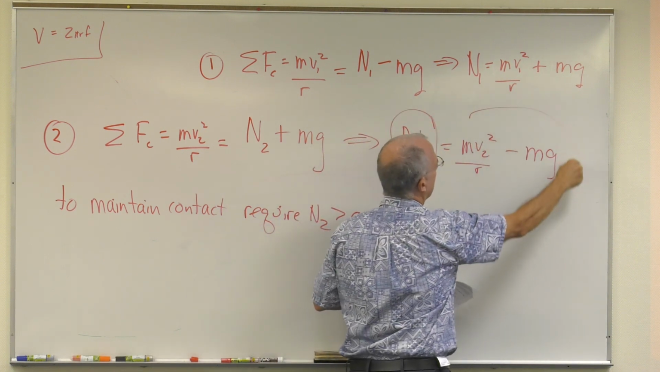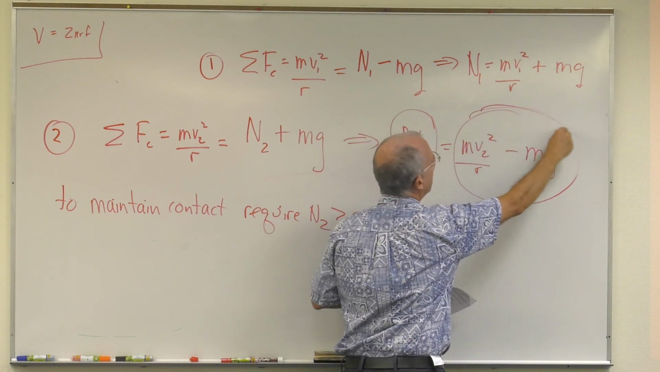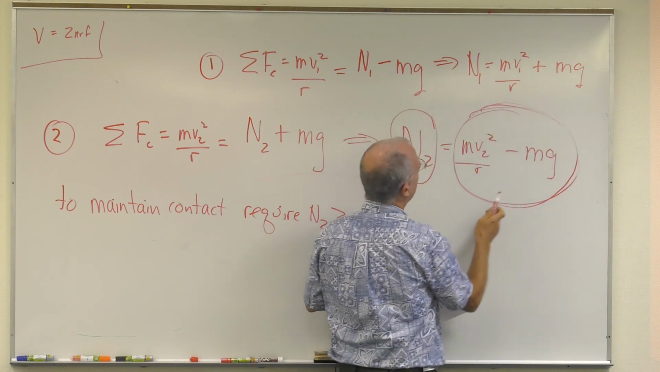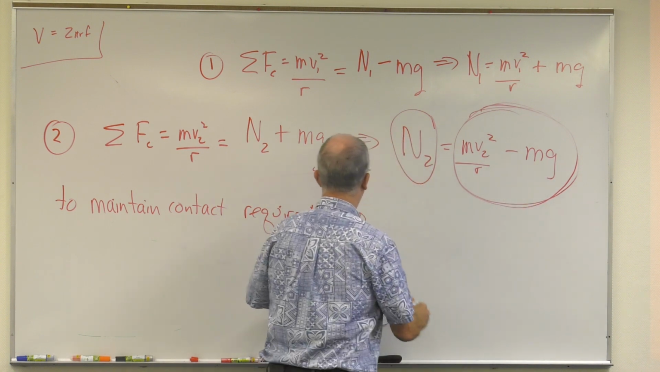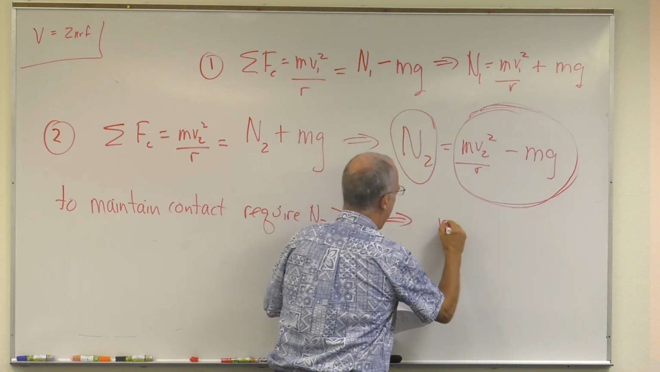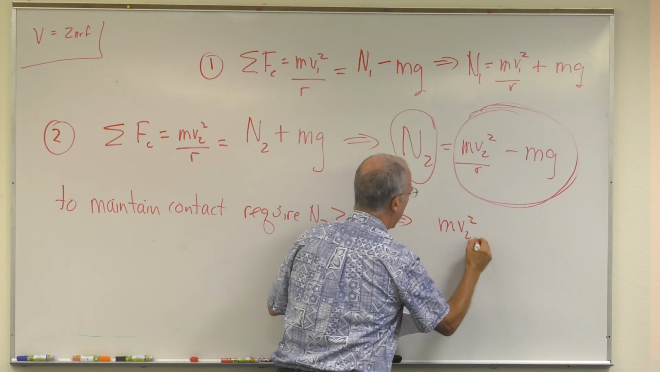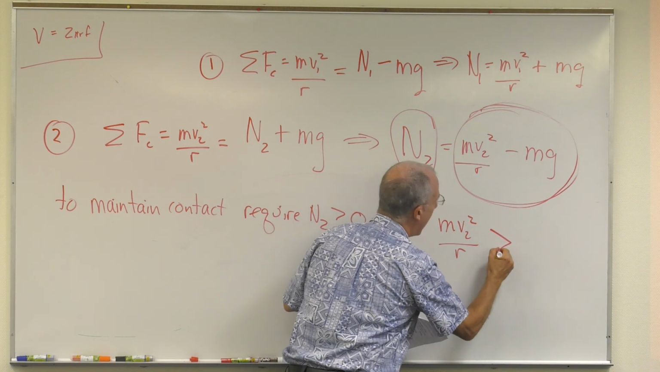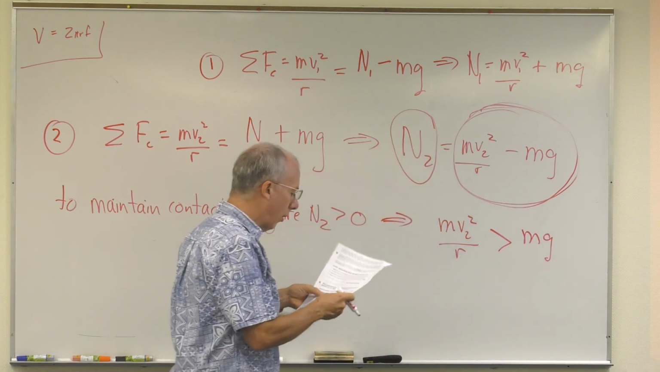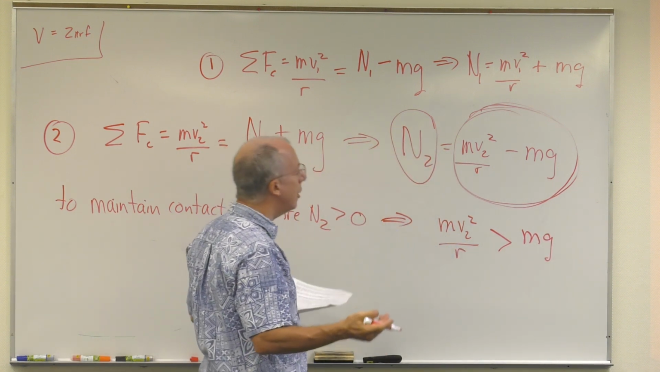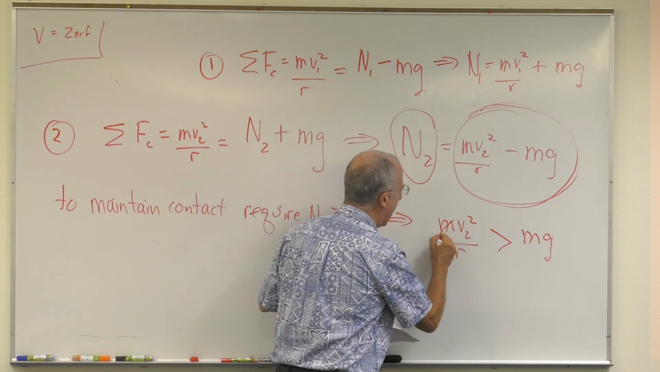So we want this to be greater than 0. Well, look at this. If we want this to be greater than 0, that means mv2 squared over r has to be greater than mg. So we want mv2 squared over r greater than mg. Now, look, this is incredible. Cancel the m's.